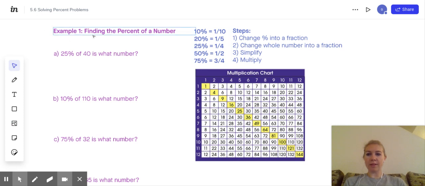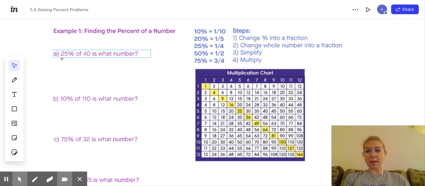All right, let's go over example 1, finding the percent of a number. This is chapter 5, section 6, solving percent problems. Before we get into any problems, I do want to point out a couple things. On the right, I have some percents and their equivalent fractions, so I've already given you that step. Over here, I have the steps for solving the problems, and then we have our multiplication table that we can use to help solve the problems.